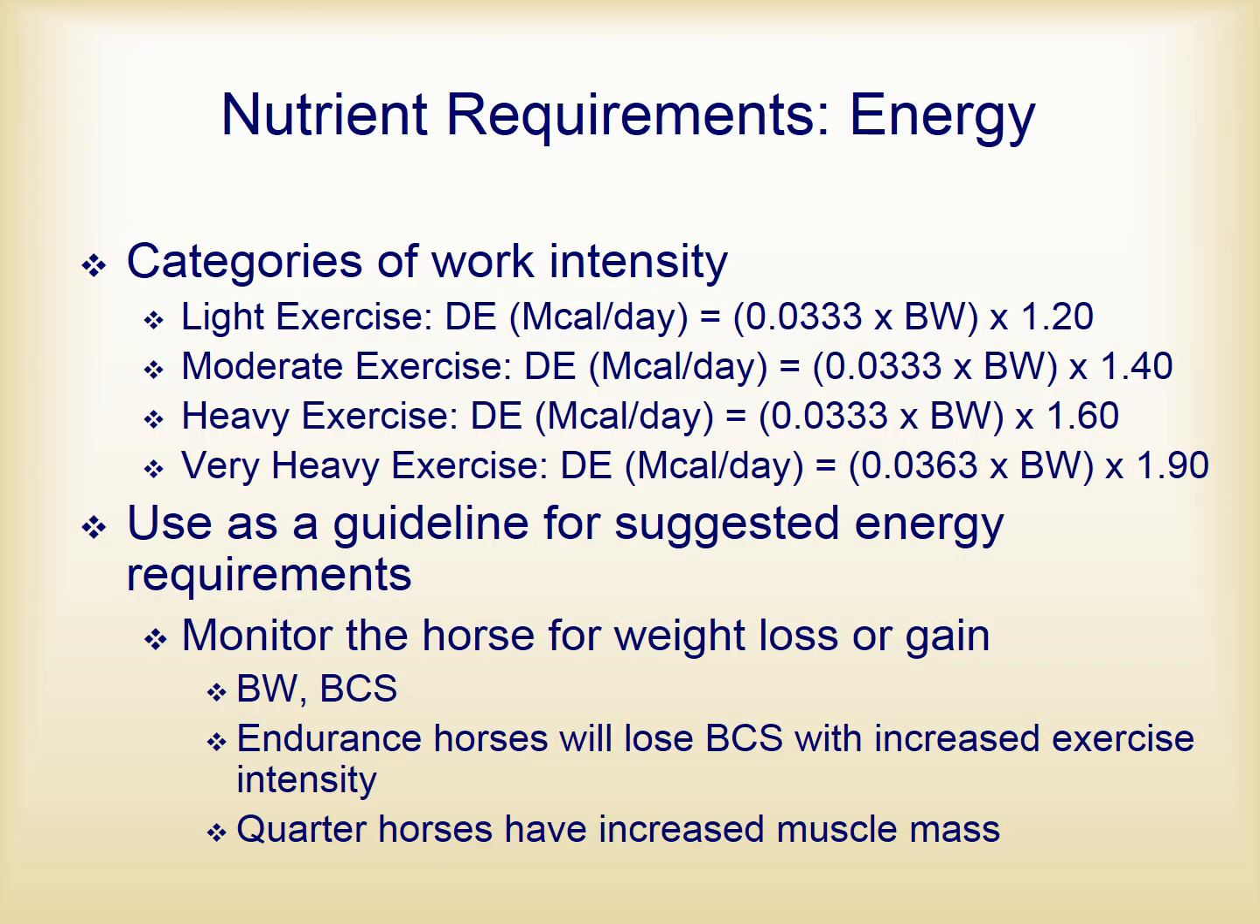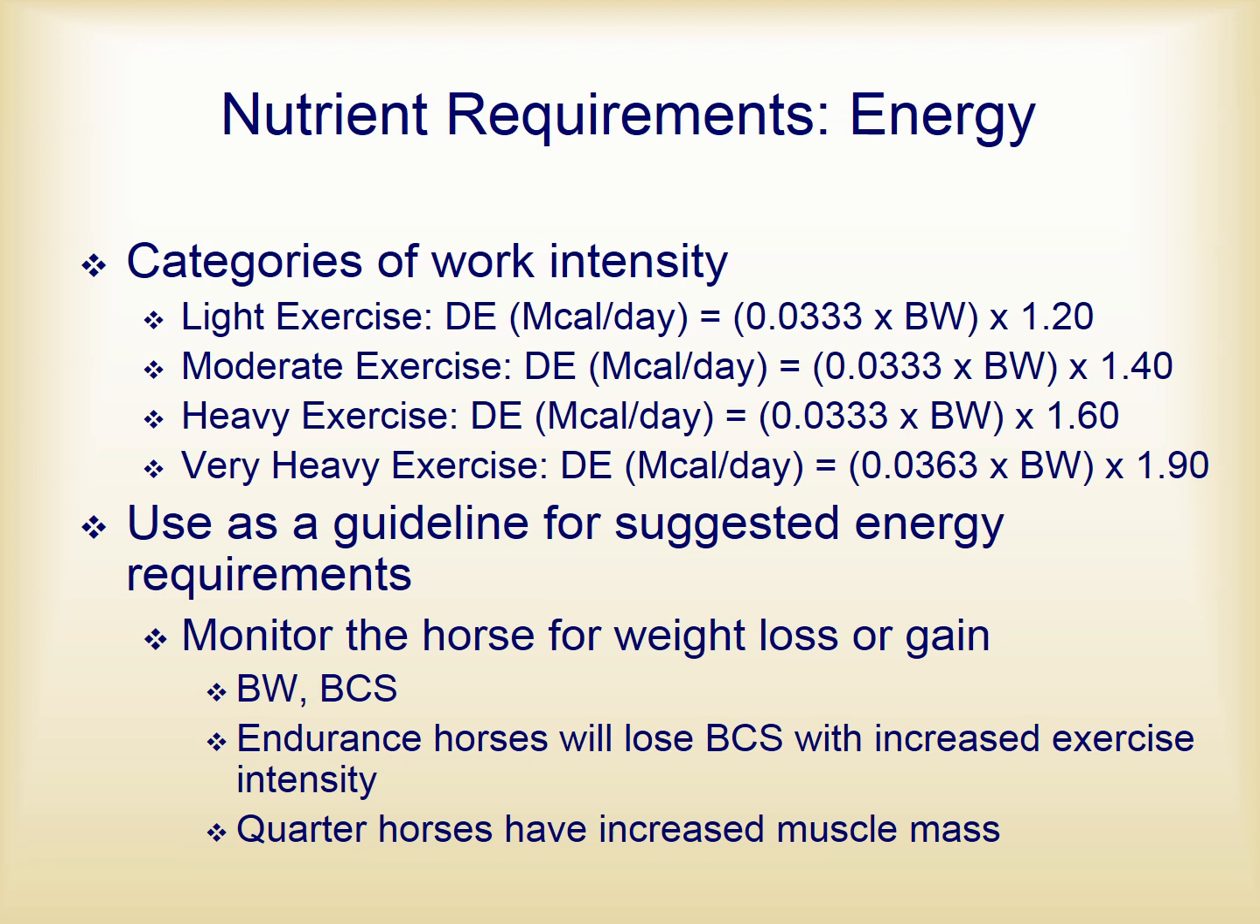In order to actually calculate the nutrient requirements during work, we can look to the NRC for the different equations that it provides. And the NRC gives us 4 categories for work intensity. We have light exercise, and all of these values are given, again, in digestible energy in megacalories per day. So light exercise, and that would be for horses that are being ridden recreationally, and maybe horses that are just being shown occasionally. That would be equal to 0.0333 times a horse's body weight, and that's the maintenance energy equation, times 1.2.